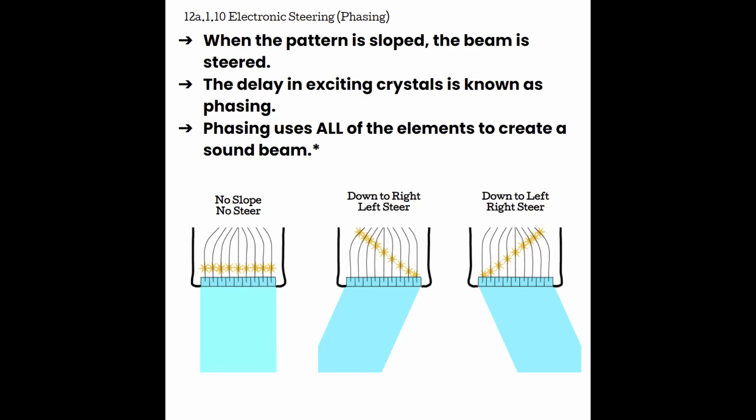I do have a little star next to that because we are going to learn later that there are linear sequencing transducers that only use phasing for some of the crystals. So I do want to highlight again, if you have a beam that solely relies on phasing for its steering, it is going to use all of the crystals. If you have a transducer that does not rely on phasing for steering, then it's going to use phasing in a little bit of a different way, and we'll cover that later. But for the most part, a phased transducer is going to use all elements to steer the beam.